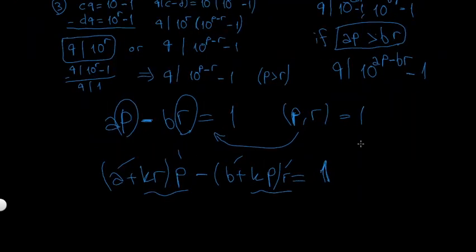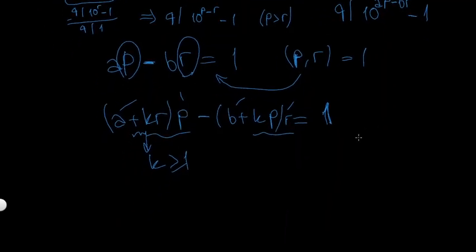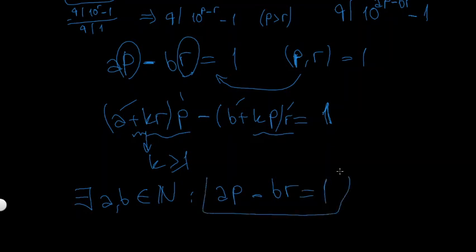And well, so from this, if one of these A and B is negative, I can just increase them. I can just pick K positive, okay? And this way I can assure that A and B are positive, such that this holds. And I also know that AP is bigger than BR. So there are always constants A and B, integers, and also positive numbers, such that AP minus BR is equal to 1. Okay, this is the key point.